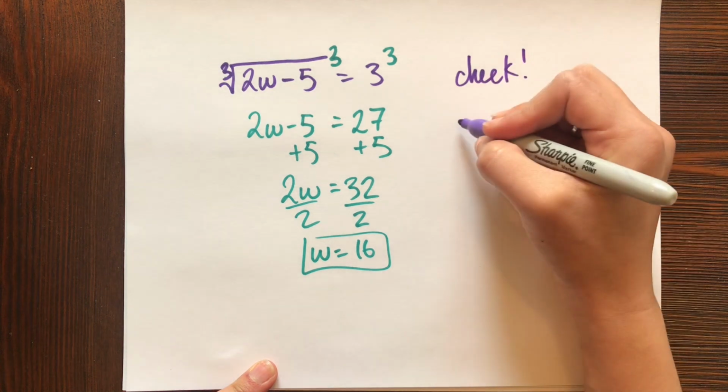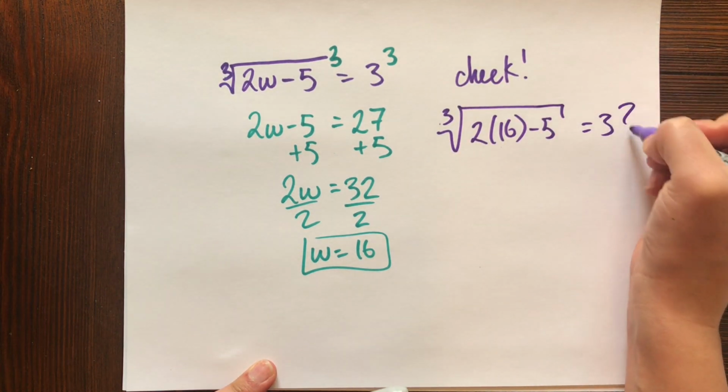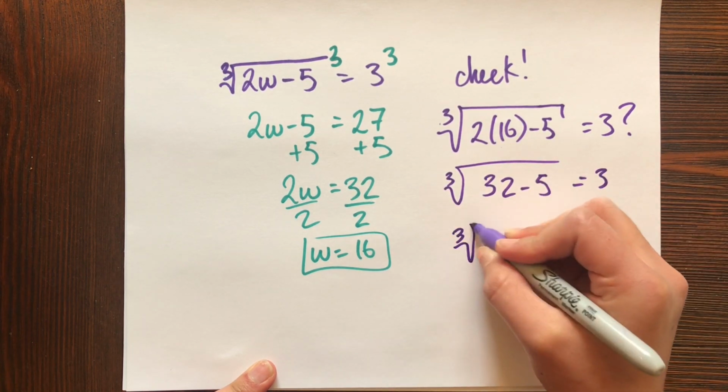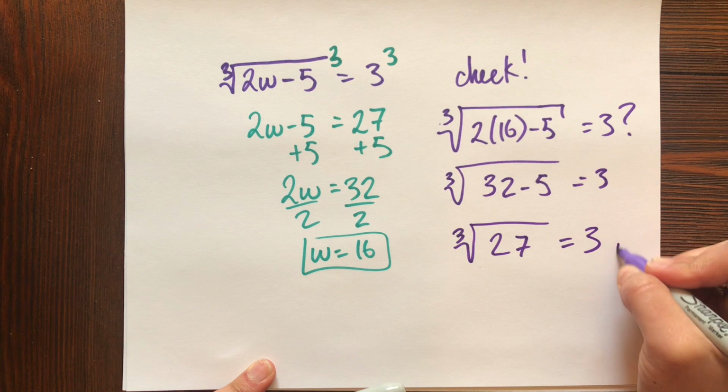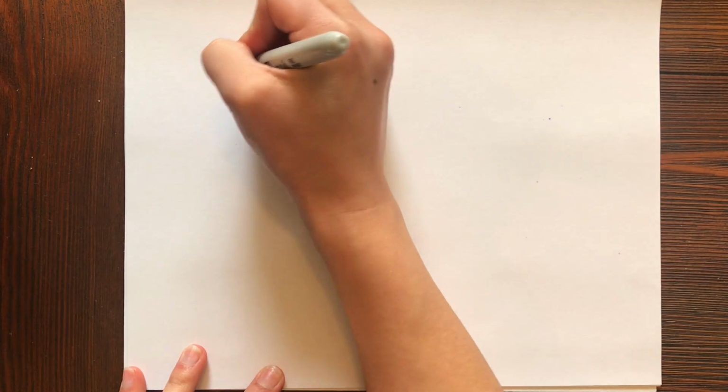There's a whole lot of 16s around here. Now I'm going to check. Okay, so I plug in 16 and see if it works. Does the cubic root of this stuff equal 3? Well, that's going to be 32 minus 5. And then it's going to be 27. And that is true. The cubic root of 27 is indeed 3. So it checks out. Our solution checks out.